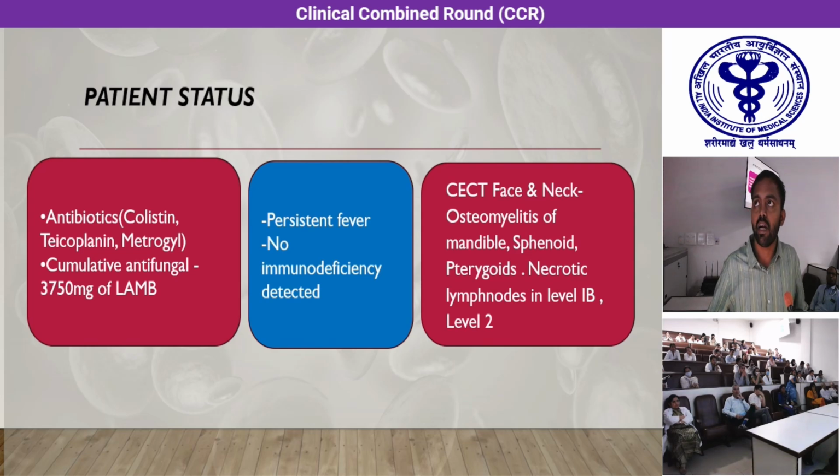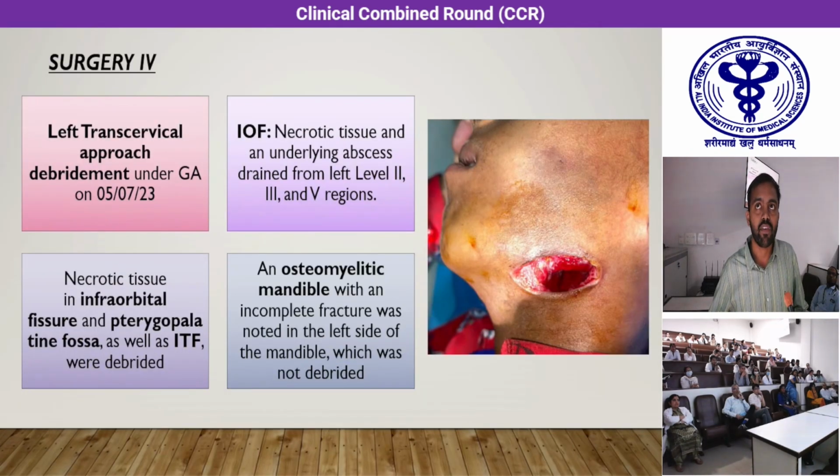So again, CECT face and neck was repeated, which showed osteomyelitis of the mandible, sphenoid, and pterygoids, as well as necrotic lymph nodes in the level 1B and level 2 region, for which he underwent a left transcervical approach debridement under GA. Intraoperatively, we noted necrotic tissues with abscess in the left level 2, level 3 and level 5 regions, along with necrotic tissues over the pterygopalatine fossa and infratemporal fossa, which were again debrided. The osteomyelitic mandible was noted along with an incomplete fracture, which was not debrided, keeping the severity of morbidity in mind.